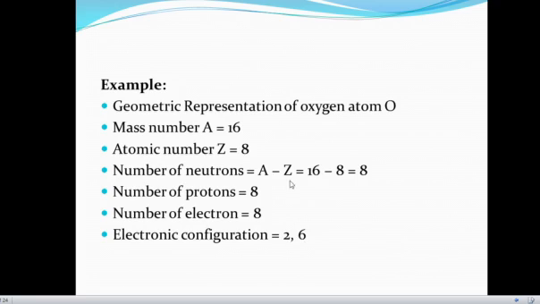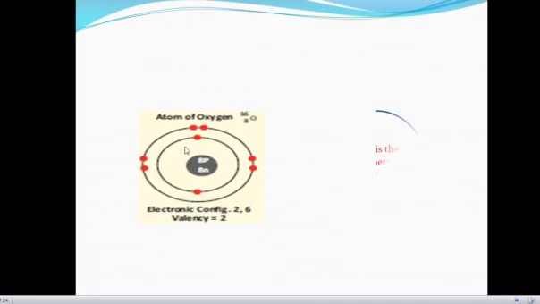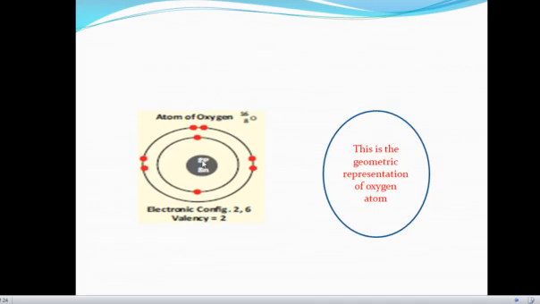Again I repeat, the mass number of oxygen is 16 and the atomic number is 8. If we subtract the atomic number from the mass number, we get the number of neutrons present in it. The atomic number is equal to the number of protons or the number of electrons, so the protons and electrons present in an oxygen atom are 8 and 8. What about the configuration? The electronic configuration is 2, 6, based on the rule 2n square. So this is the electronic representation of the oxygen atom: in the innermost shell it has 2 electrons and in the outermost shell it has 6 electrons.